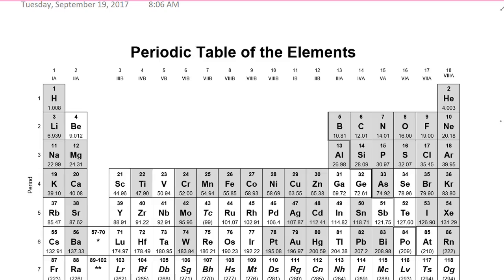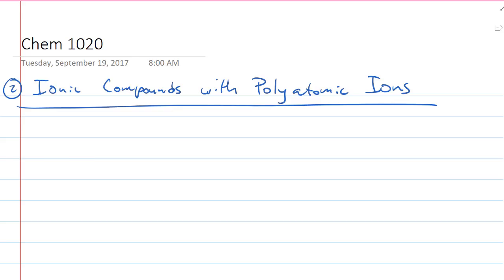So let's go. First one we're going to do for today. Let's try this one. And I'm going to look at my periodic table here. Let's try something like lithium sulfate. Lithium sulfate. And we're going to write a chemical formula for lithium sulfate.